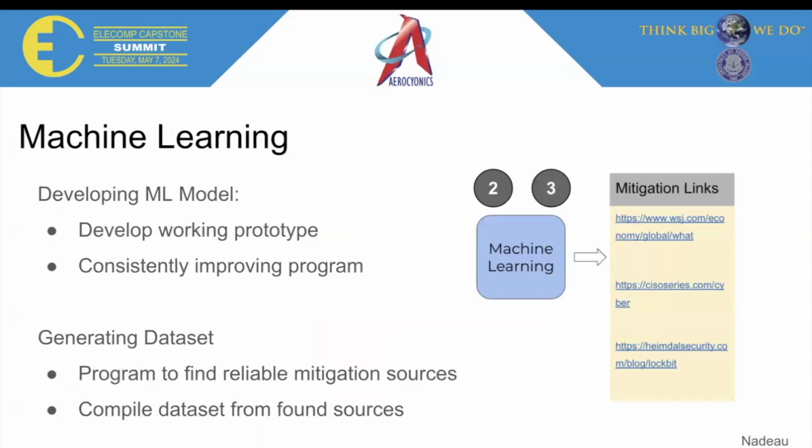For machine learning, the team developed a working prototype which would be trained on a set of test data found from Kaggle. This was done so the team could effectively make a model that would be able to learn from a set of data. After making this model and understanding that the metric output was viable, we moved on to generating a data set that would be useful for this project specifically in identifying mitigation links.